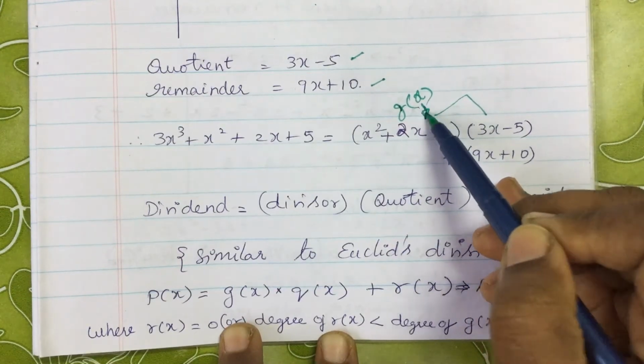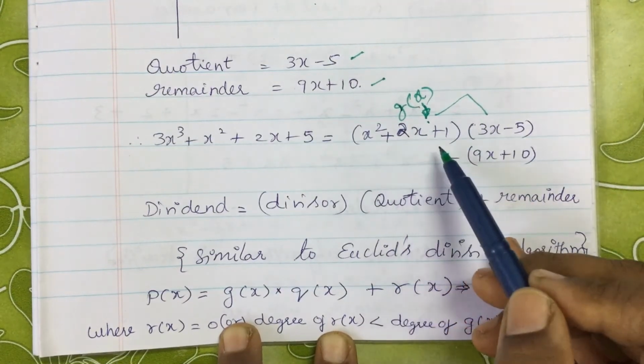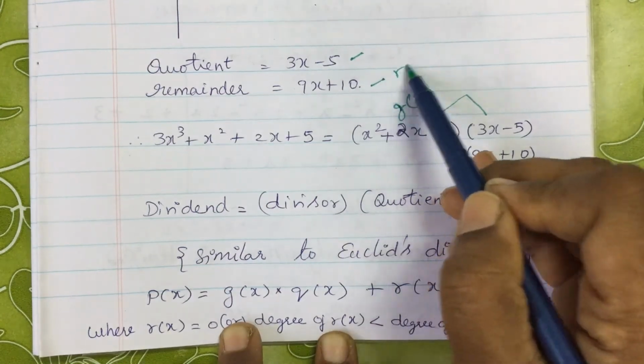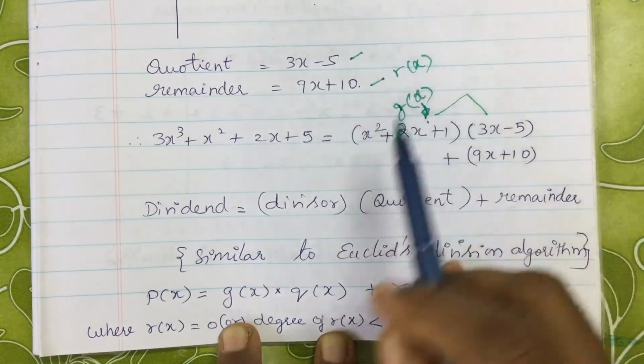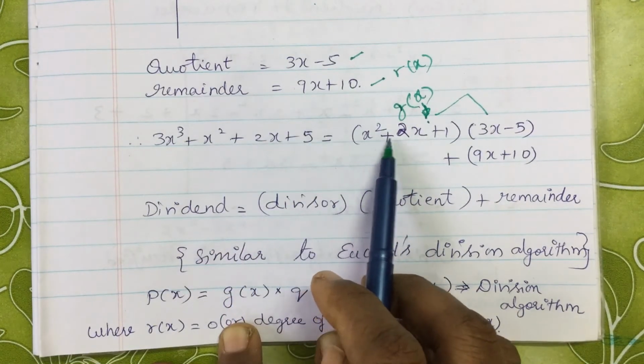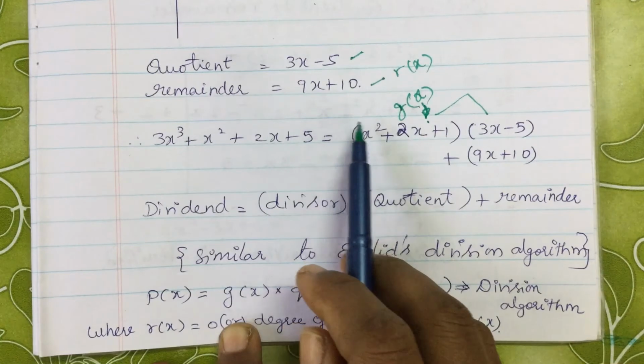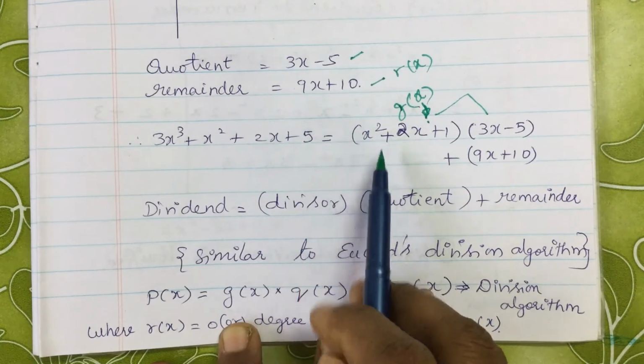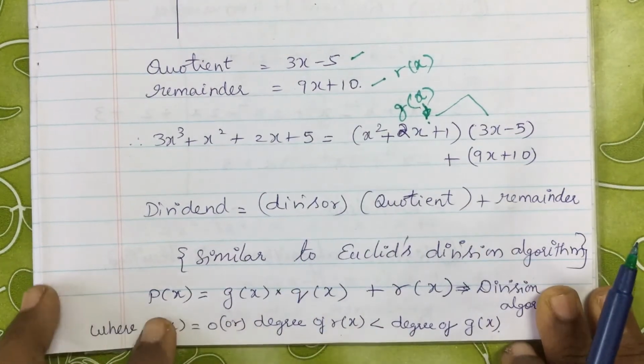In this particular problem, your G of x is x square plus 2x plus 1. Your remainder R of x is 9x plus 10. If you see the degrees, degree of R of x is less than degree of your G of x. So until you arrive with this condition, you have to perform the division. Okay.